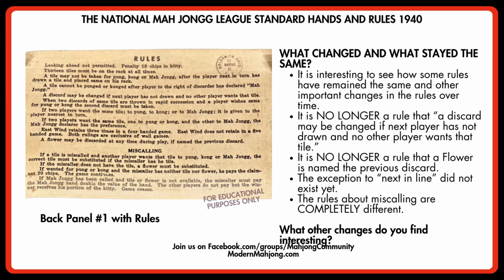Here are some of the rules in the back of the card, and it's really interesting to us to see how some changed and some stayed the same. It's important that it is no longer a rule that a discard could be changed if the next player hasn't yet drawn or no other player wants that tile. That is definitely no longer the rule. It is also no longer a rule that a flower is named the previous discard, because if you remember, back then, flowers were treated similar to jokers. The exception to who gets the tile being next in line did not yet exist. And the rules about miscalling, if you want to pause this video and read them, are completely different than today.